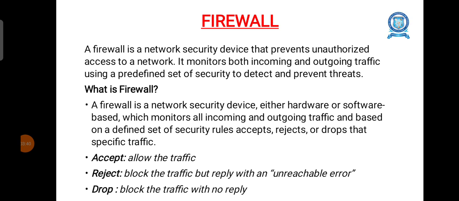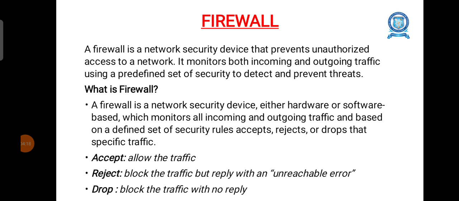A firewall is a network security device that prevents unauthorized access to the network. It monitors both incoming and outgoing traffic using a predefined set of security rules to detect and prevent threats. As we said, it is a security device, either hardware or software based, which monitors all incoming and outgoing traffic, and based on a defined set of security rules, it will accept, reject, or drop that specific traffic. A firewall will take three decisions: accept, reject, or drop.